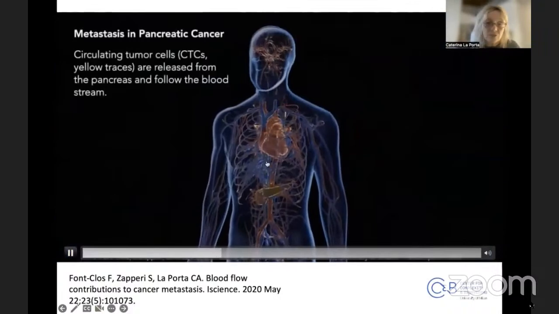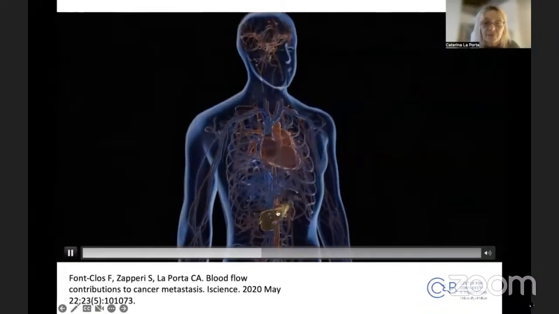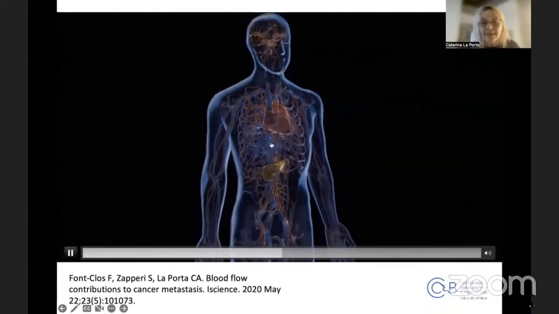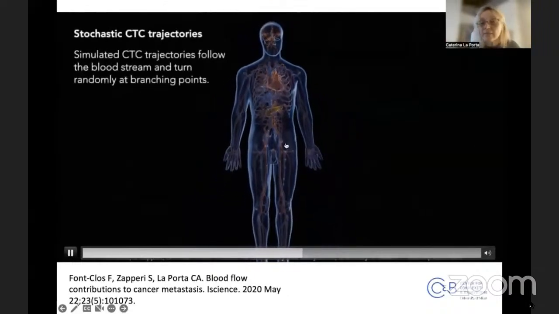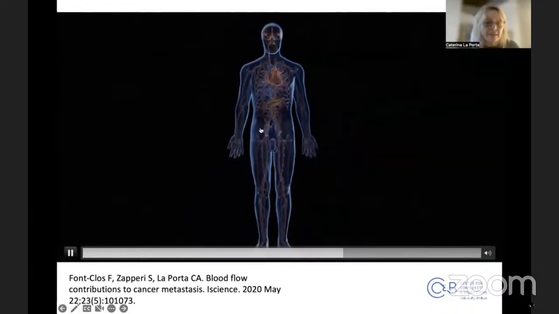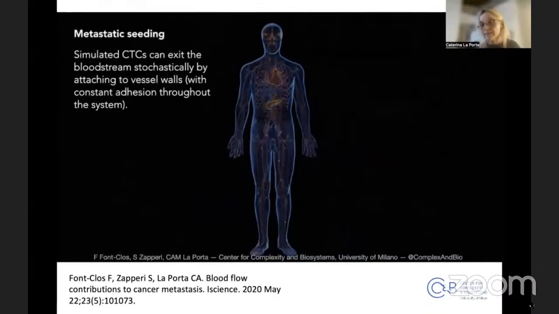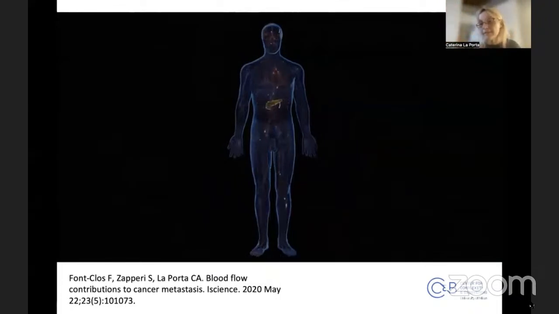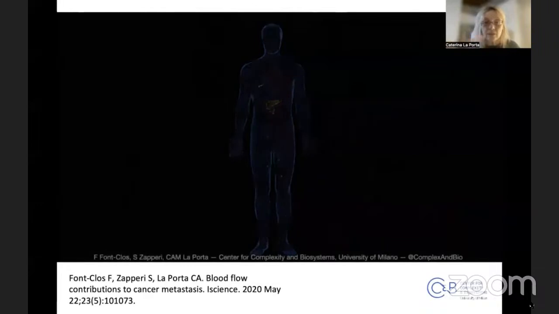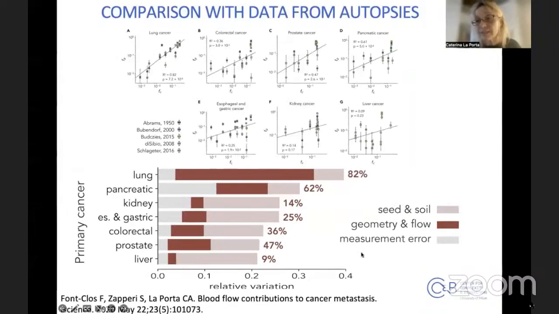Now you can see the primary tumors. These are pancreatic primary tumors that are spreading and going around. These are circulating tumor cells that are released from the pancreatic primary tumor site, and they go wherever they can in these branching points, meaning they turn and go randomly at the branching points. So we simulated the possible capability and the projection of the tumor cells, and you see here they are moving and going around according to the physics that is behind.